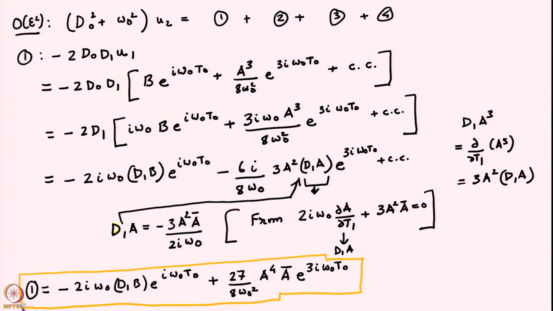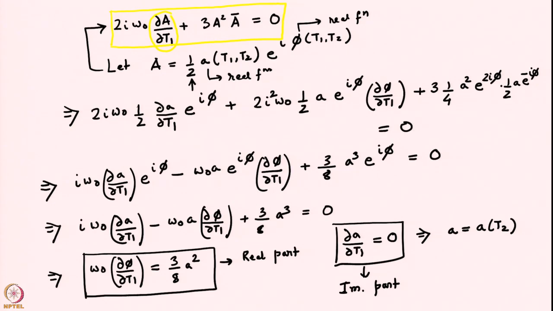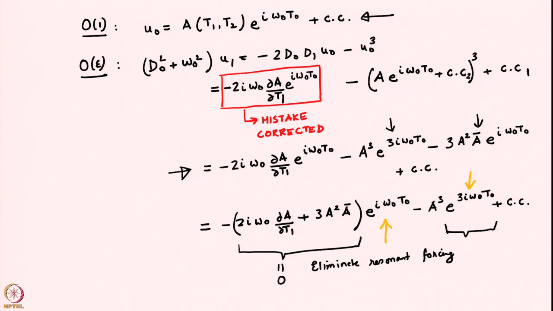Okay, now let's go to term 2. Term 2 is a simple term. I leave that to work it out yourself and I'll give you the final expression. It's just two lines of algebra, and if you do that algebra you will find, just use the expression that we have for u naught. U naught we already have in my previous slides. So u naught is there at the top of the slide at order 1. You have to just substitute u naught.